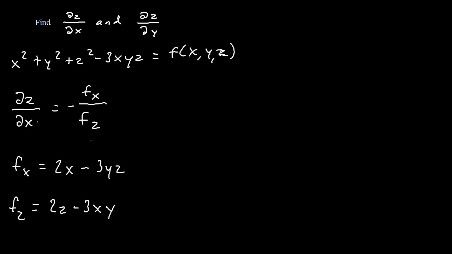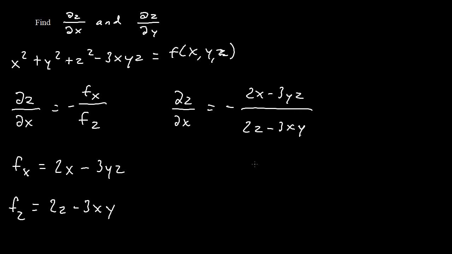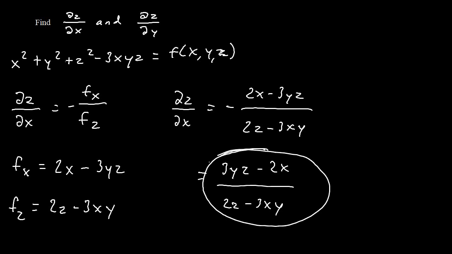Now if we use the formula, the partial derivative of z with respect to x is going to be equal to negative f sub x, which is 2x minus 3yz, over f sub z, which is 2z minus 3xy. I can distribute the negative if I want, so I'll do that to the numerator. We'll get positive 3yz minus 2x over 2z minus 3xy. So that is going to be the partial derivative of z with respect to x.